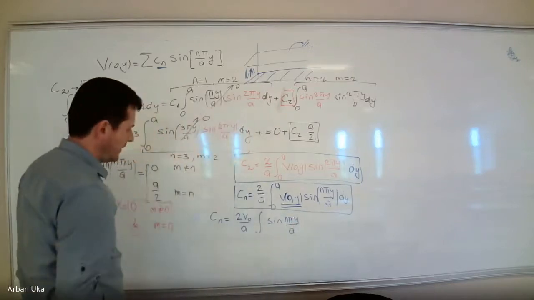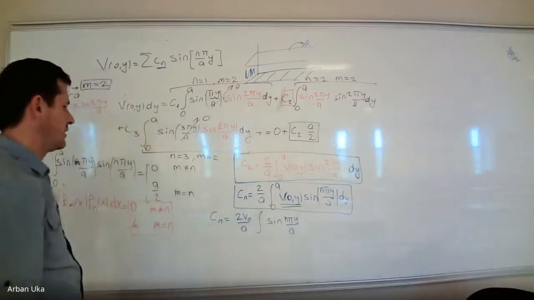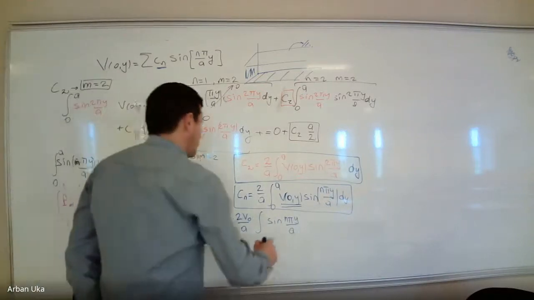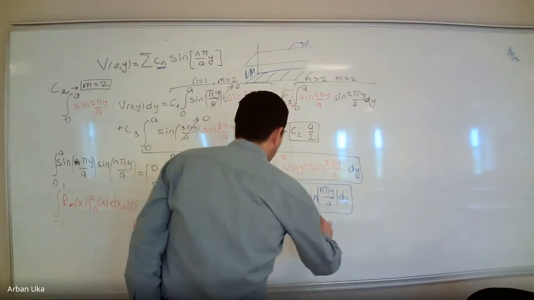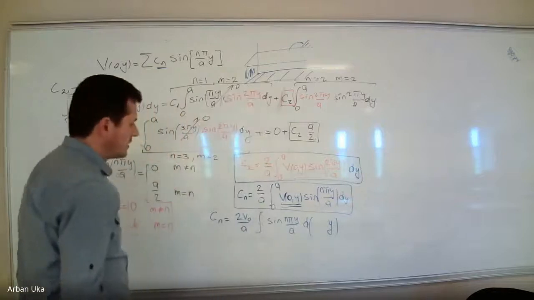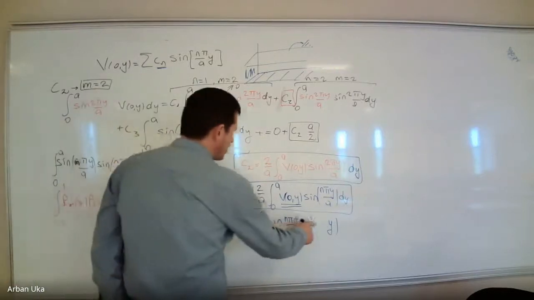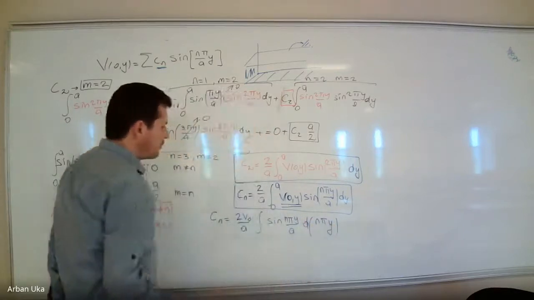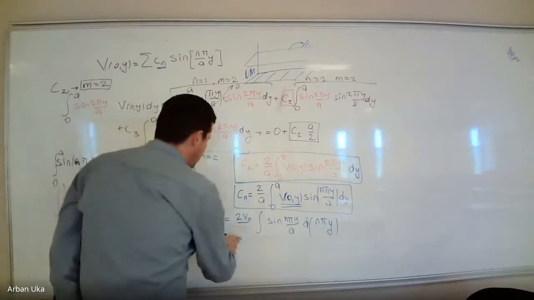over a. Now, this integral of sine n pi y over a, integrating with dy. So let's write dy like this. But it's good. So let's multiply inside this differential by n pi. If we multiply with n pi here, we have to divide also here by n pi. Okay.